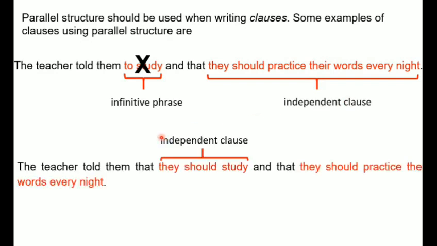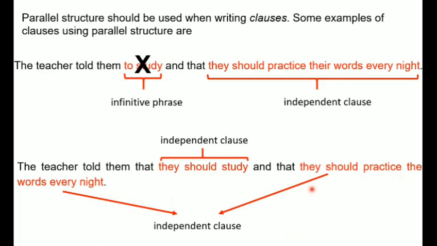Okay, so in order to make this balanced, it should be like this. The teacher told them that they should study and that they should practice their words every night. Our first element here is they should study. This is an independent clause. And the next one here is they should practice their words every night. This is also an independent clause. So this is now balanced. So this is now correct.